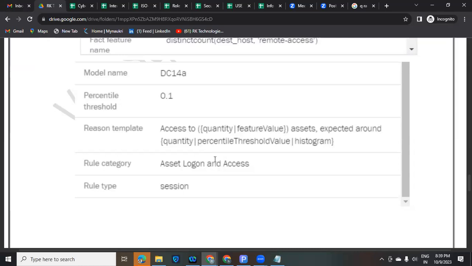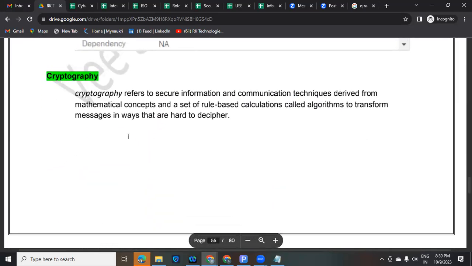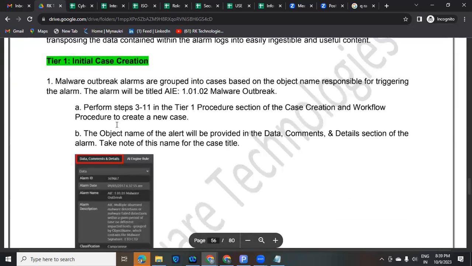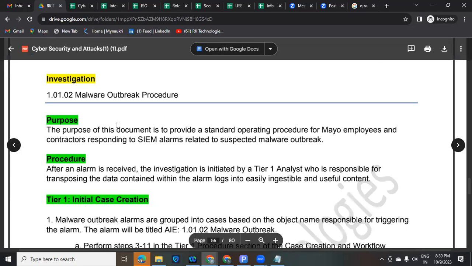No, sir. Yeah. Please go through this material also. And in case you have any queries in tomorrow's offline class, you can ask me. And cryptography I provided very well. Please go through this one also.